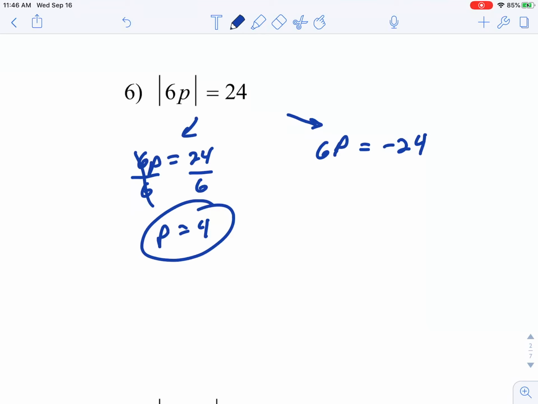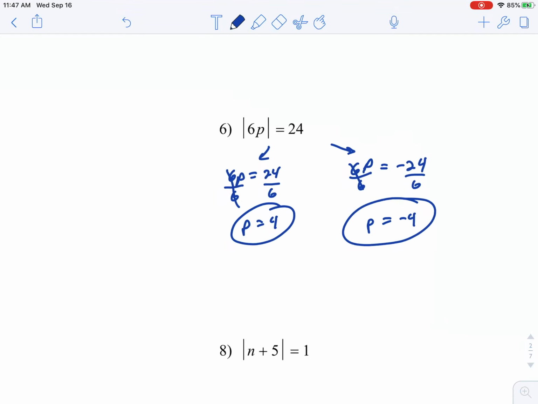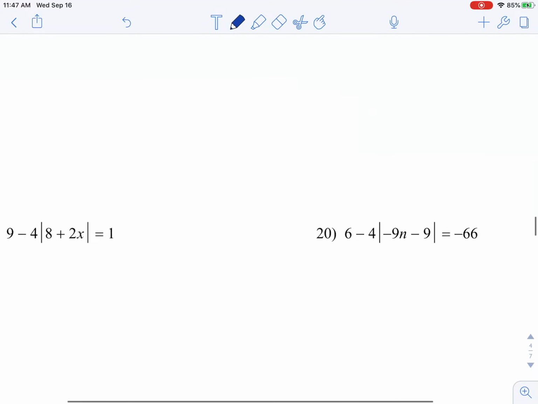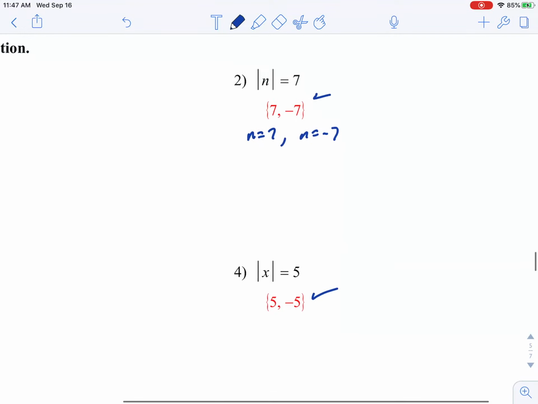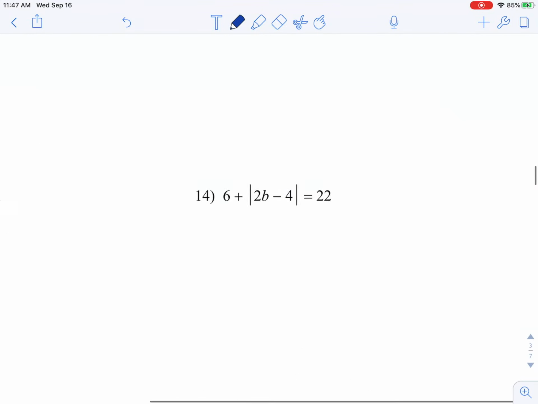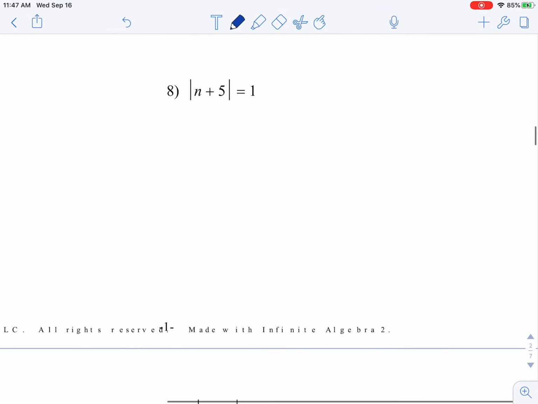Over here, isolate p, divide both sides by 6. P equals negative 4. So my answers are 4 and negative 4. Let me check the work. 4 and negative 4. Now I'm seeing a pattern. 4, negative 4, 5, negative 5, 7, negative 7. Does that mean the answers are always going to be the same, just one positive, one negative?